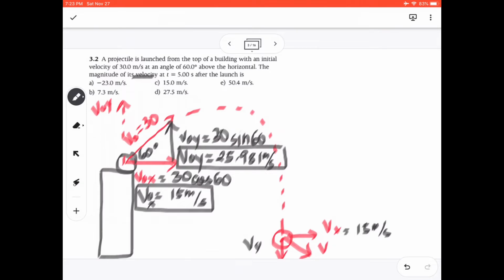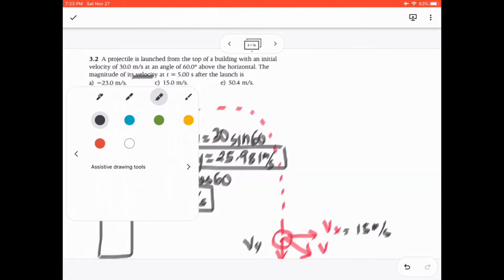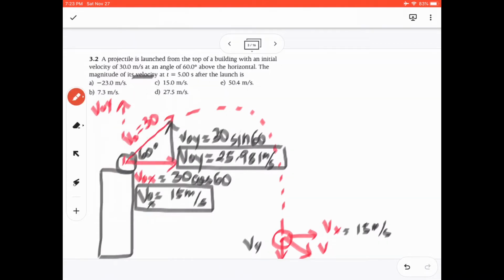So what formula are we going to use to find Vy? We're going to use one of the kinematic equations along the y-axis, which is Vy equals V initial along the y-axis minus gt. So Vy is equal to the initial velocity along the y, 25.981, as we have solved over here.